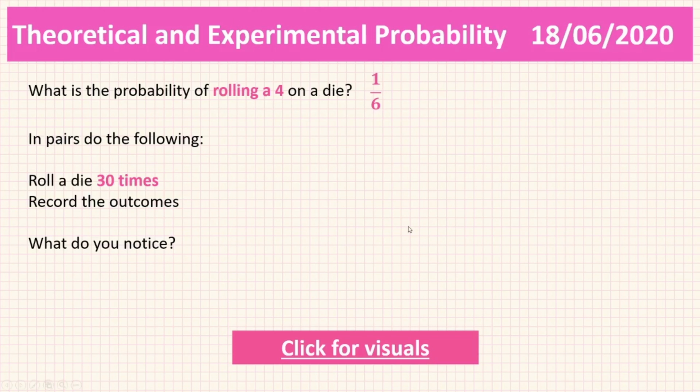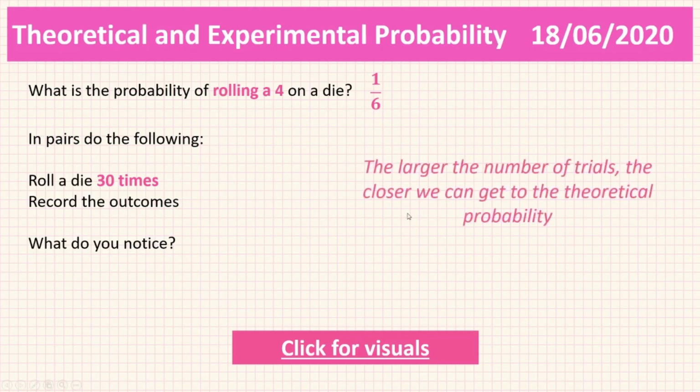But the key thing that you need to know is that the larger the number of trials, the closer we can get to the theoretical probability. The more trials we do, the more reliable we can be. Think about it in terms of flipping a coin. If we flip a coin 10 times, chances are we're not going to get 5 heads and 5 tails. That's not going to happen. However, if we flip that coin 1,000 times, we're going to get closer to that 50-50 split. If we flip it 1,000,000 times, we're going to get even closer to that 50-50 split. The more trials we do, the closer the experimental probability gets to the theoretical probability.